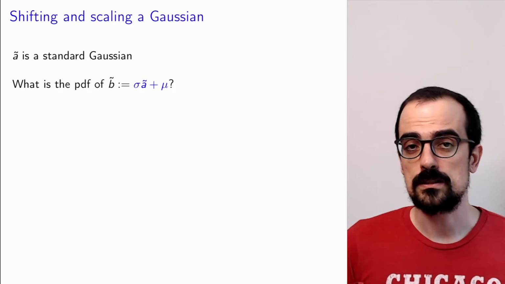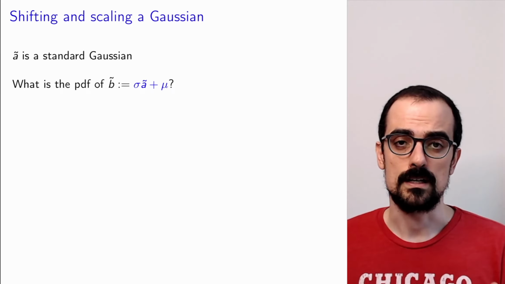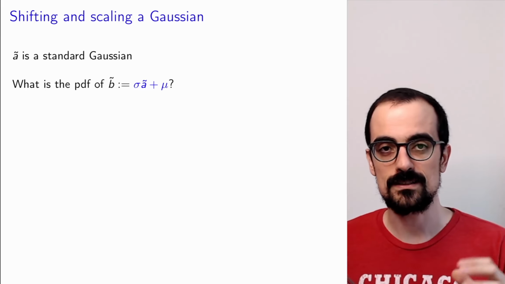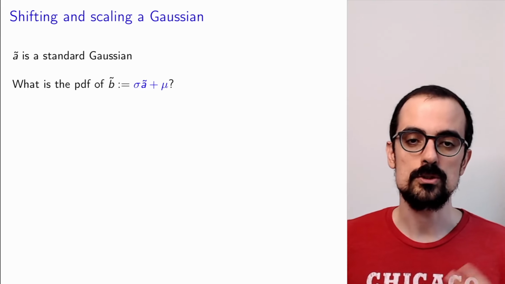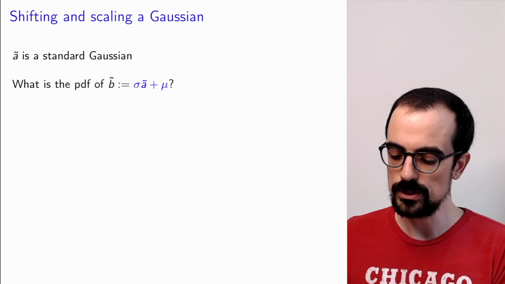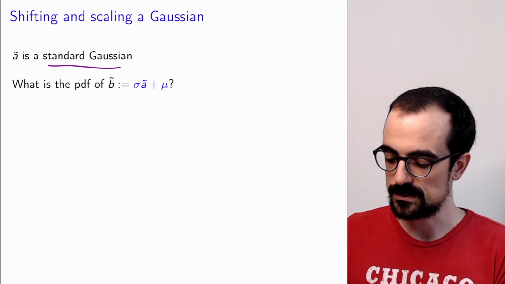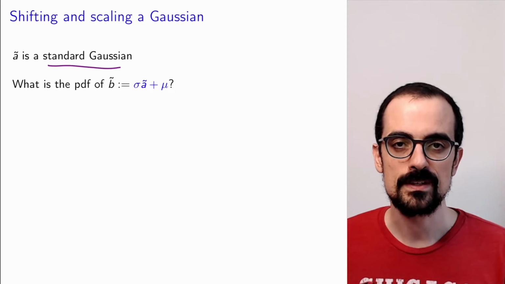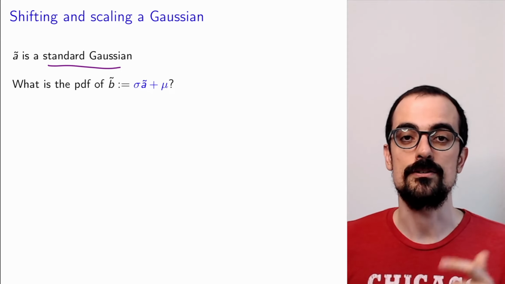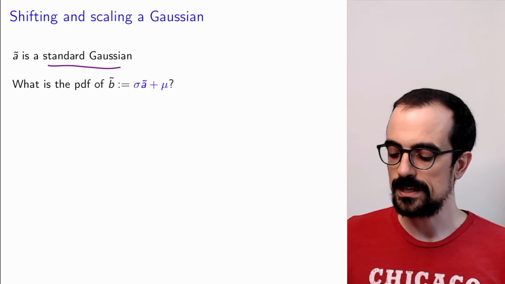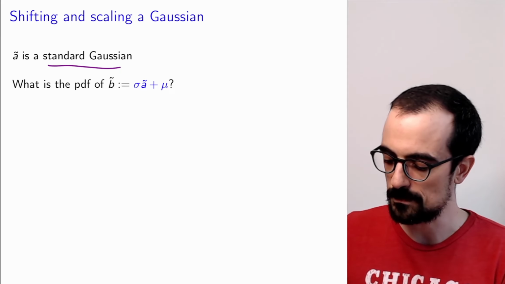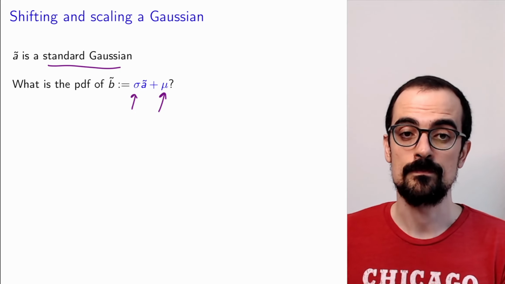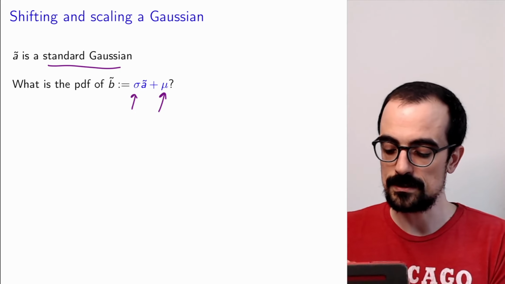A very important property of the Gaussian distribution is that when you scale it and shift it, it remains Gaussian. In order to illustrate this, we're going to consider a standard Gaussian. A standard Gaussian is a Gaussian which has mean parameter 0 and standard deviation parameter equal to 1. Now we're going to take that standard Gaussian, multiply it by some constant and add another constant. Sigma and mu are constants.